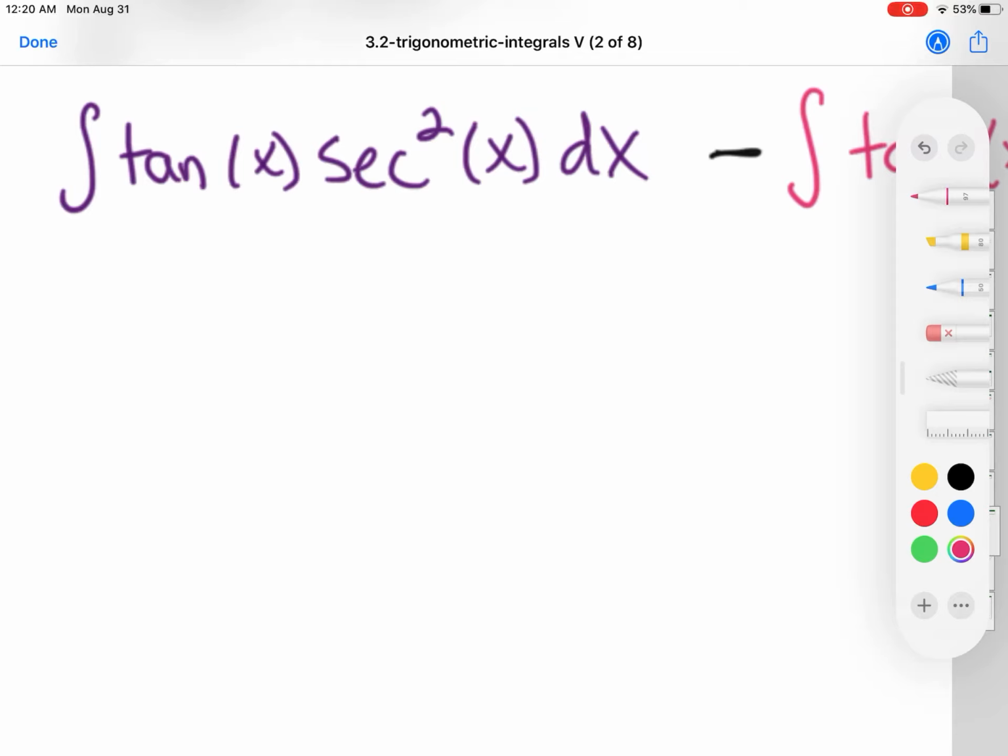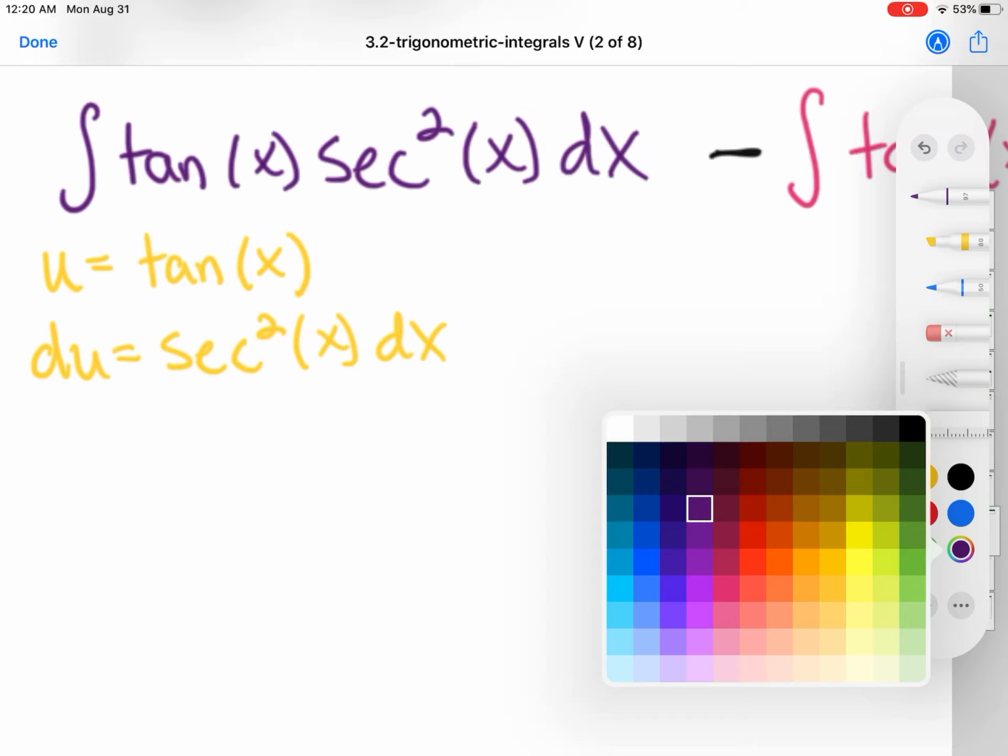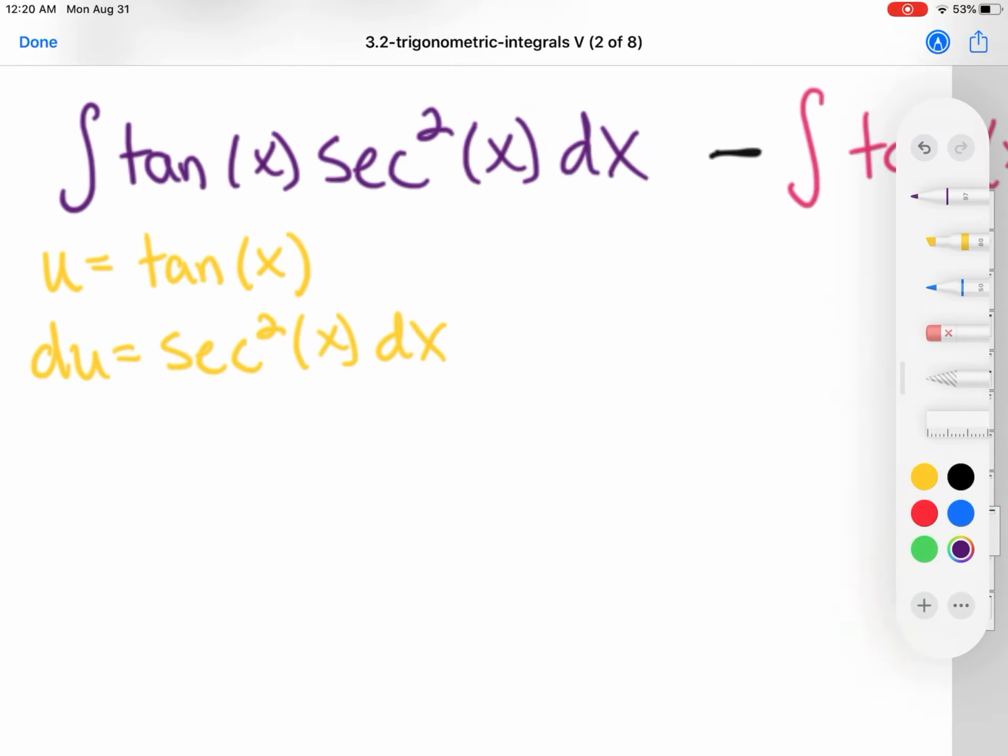I'm going to say, let's do this in yellow, that u is going to be equal to tangent x. This is actually the faster approach. Then du is going to be equal to exactly what we need it to be, secant squared x dx. Having that said, let's replace everything with u and du. So in this case, we're going to have the integral of u du. Beautiful. Now if we finish this off, we're going to end up with 1/2 u squared plus c.